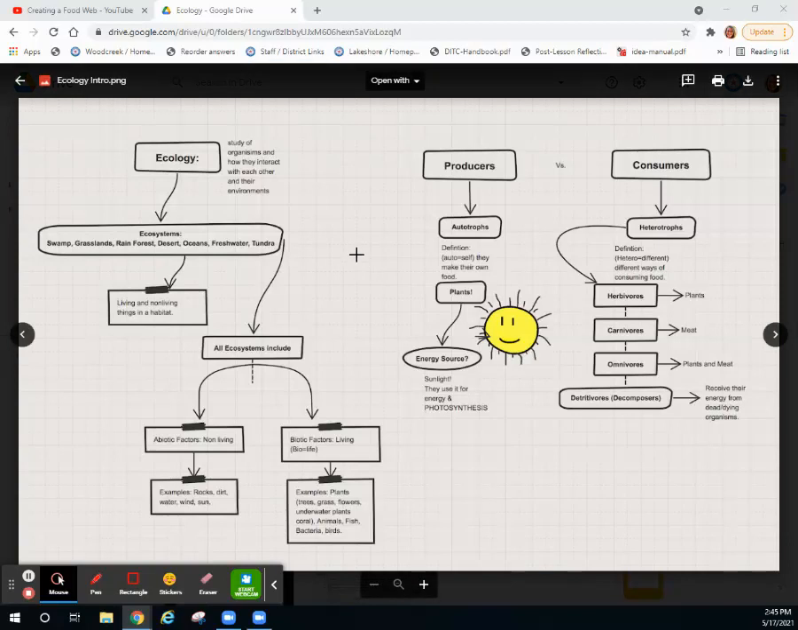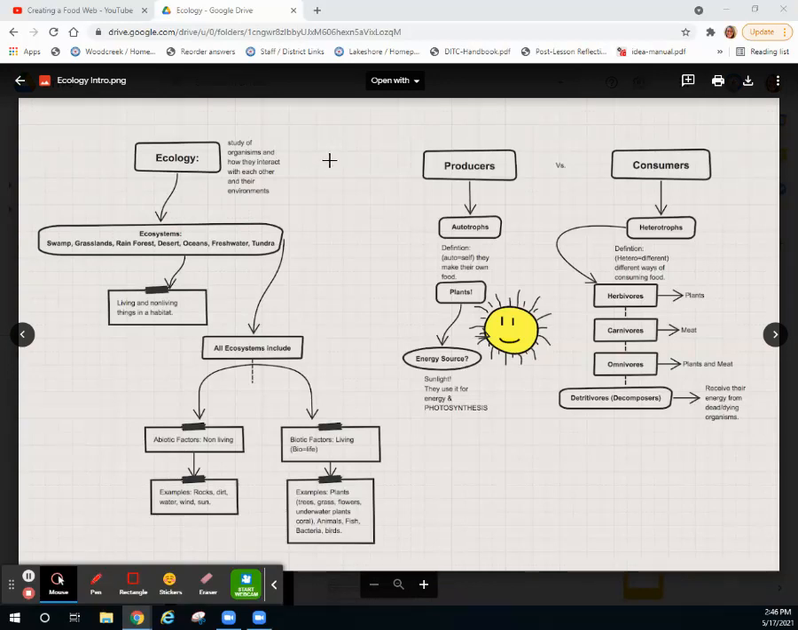And abiotic factors that are non-living, they don't reproduce or have cells, are things like rocks, dirt, water, wind, and the sun. Whereas biotic factors, bio is life, living factors are plants, trees, grass, flowers, underwater plants, animals, fish, bacteria, anything that can reproduce or replicate in any way.